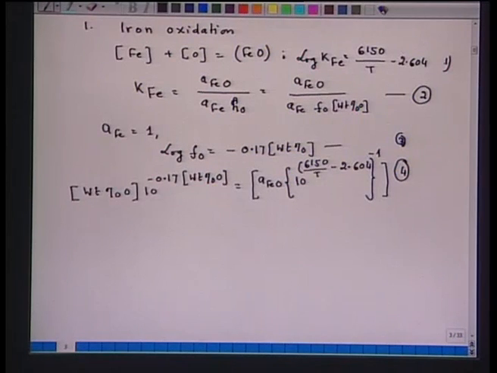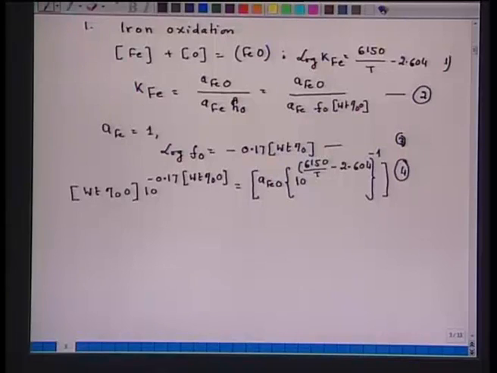So, with the help of this equation 4, for a given temperature T and for a given activity of FeO, one can find out the weight percent oxygen that is dissolved in steel. Of course, that oxygen will be the saturated one, that is the maximum oxygen that will be dissolving at that particular temperature and for that activity of FeO.